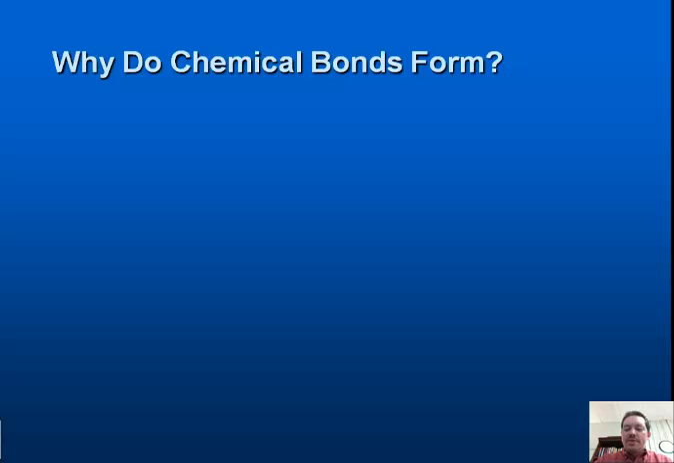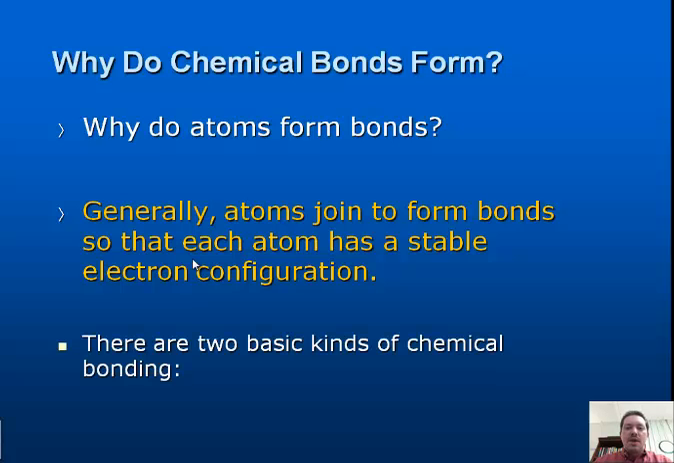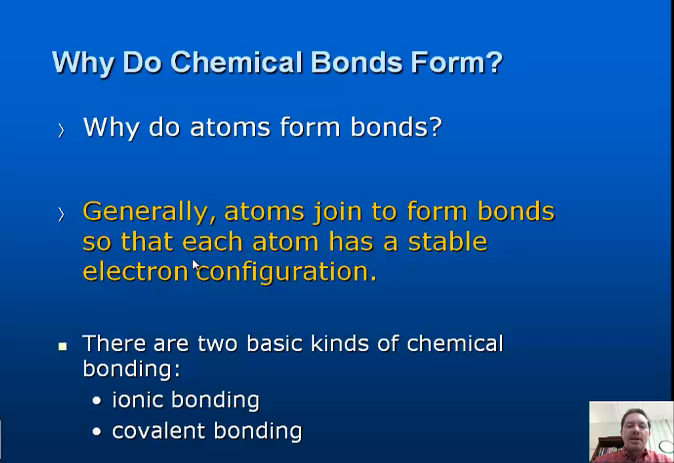So starting with our first question, why do atoms form bonds? Generally, atoms join to form bonds so that each atom has a stable electron configuration. We're not necessarily going to worry about the term electron configuration so much, but basically they bond so that the electrons are happy, and we call that being stable. And we've got two basic kinds of chemical bonding: ionic and covalent.